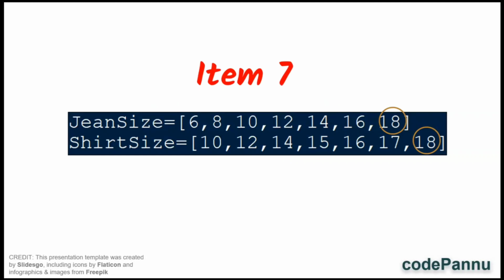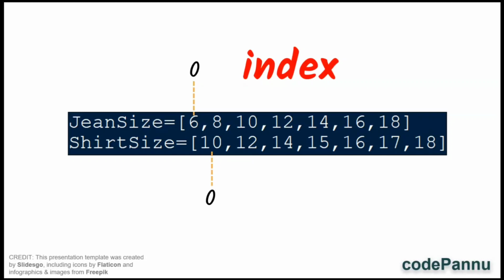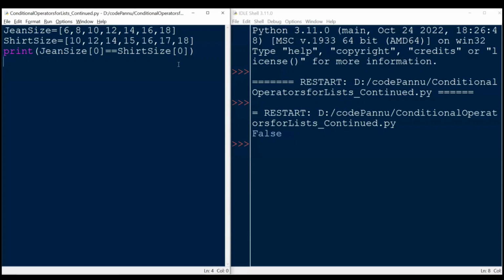Let us take the last item, which is the 7th item from both of our lists of gene size and shirt size. Because the index number starts with 0, what will be the index number for our 7th item? It is 6, right? So, let us compare both the items from different lists. Let us copy the same print statement again and change the index of gene size from 0 to 6 and also change the index of shirt size from 0 to 6. Now, save the file and run the code.